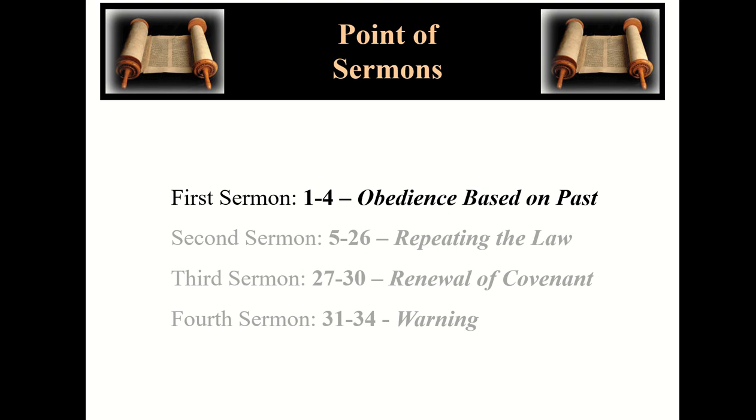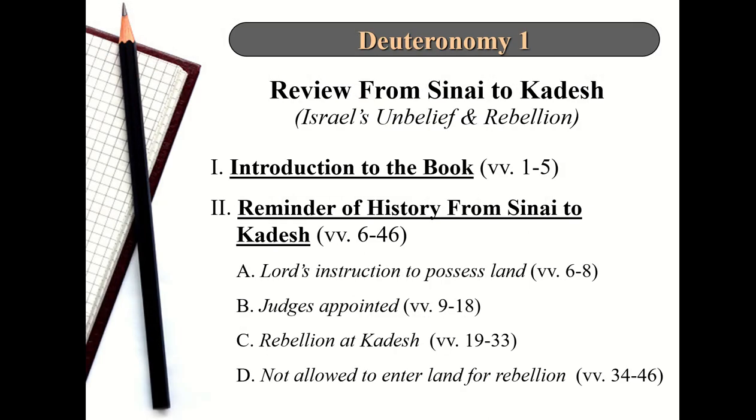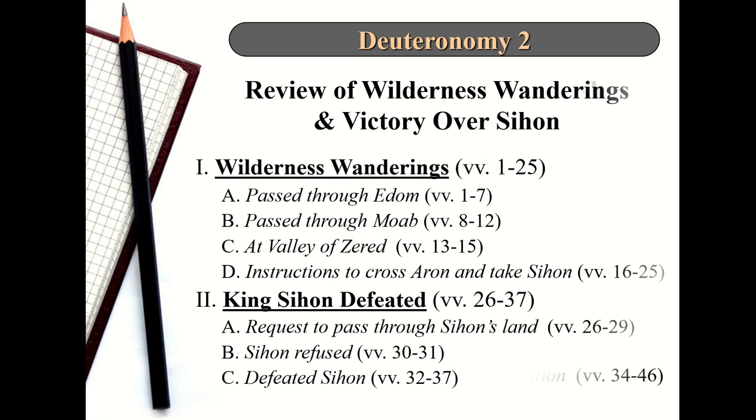The first sermon, chapters 1 to 4, deals with obedience based upon the past. It's a short sermon, but let's get the gist of it. In chapter 1, it's a review from leaving Sinai up to Kadesh. The emphasis seems to be on Israel's unbelief and their rebellion. So he brings them through their history about how they rebelled, and they're not allowed to enter because of their rebellion, and so they had to be in the wilderness for 40 years.